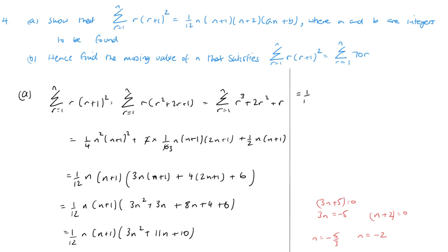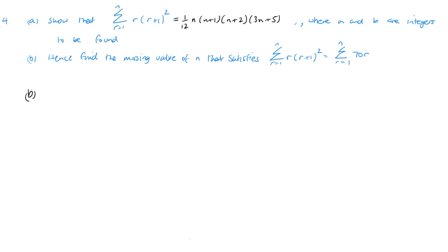So that equals 1/12 n, n plus 1, n plus 2, 3n plus 5. And just double checking, that's going to be 3n squared, 5n plus 6n gives me the 11n, and 2 times 5 gives me the 10. Okay, and I can get rid of that. So that is now part A done. Go to part B.